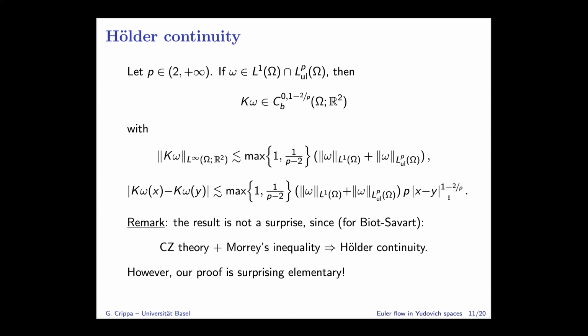because for the Biot-Savart kernel, Calderón-Zygmund theory tells that if omega is in LP, then the velocity is in W1P. For P large, there is the Morrey inequality, and then you get a Hölder continuity estimate exactly with this exponent. But our proof is totally elementary if I compare it to the use of Calderón-Zygmund and Morrey. So our proof is elementary, and it holds for more general kernels once we have those two estimates I was describing before. Okay, so this is for vorticities which are in LP uniformly localized, P larger than 2, and globally integrable, but P is fixed.